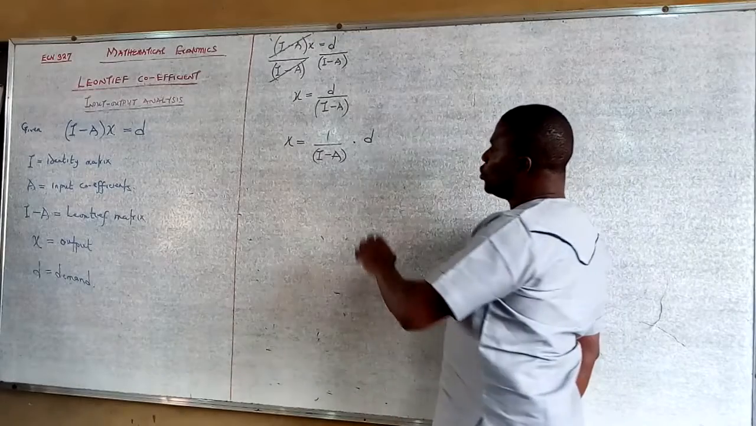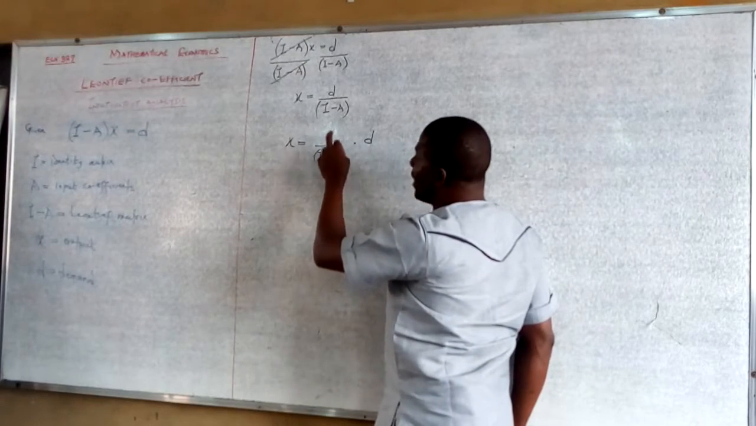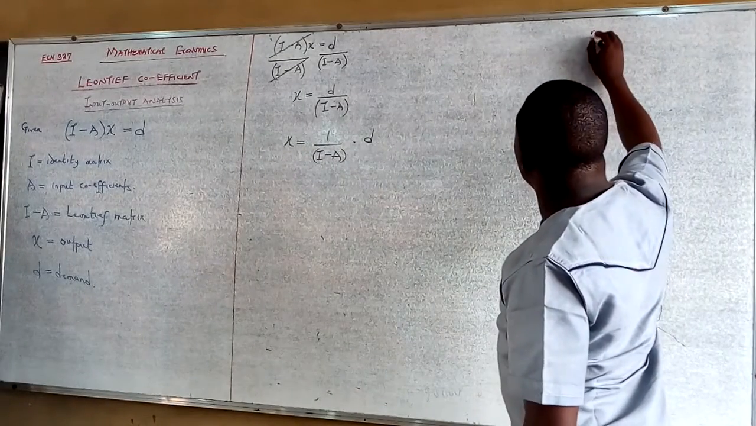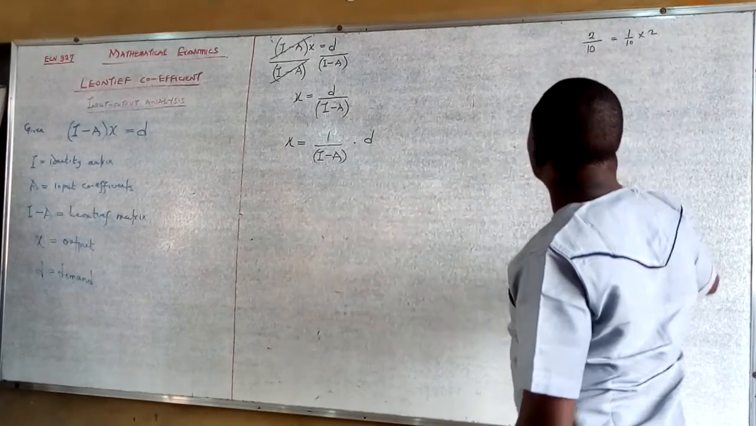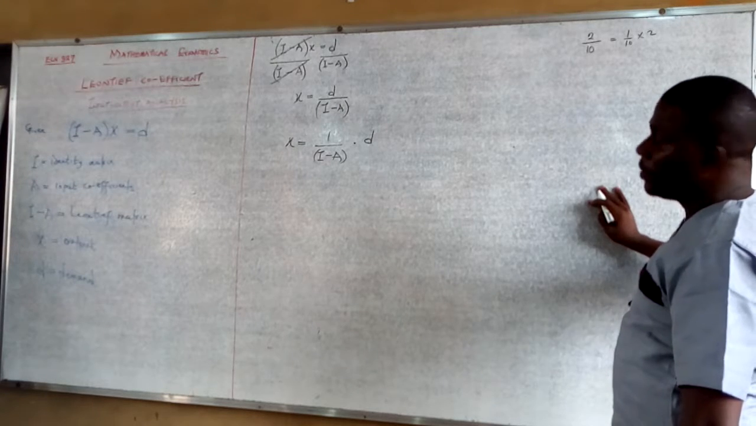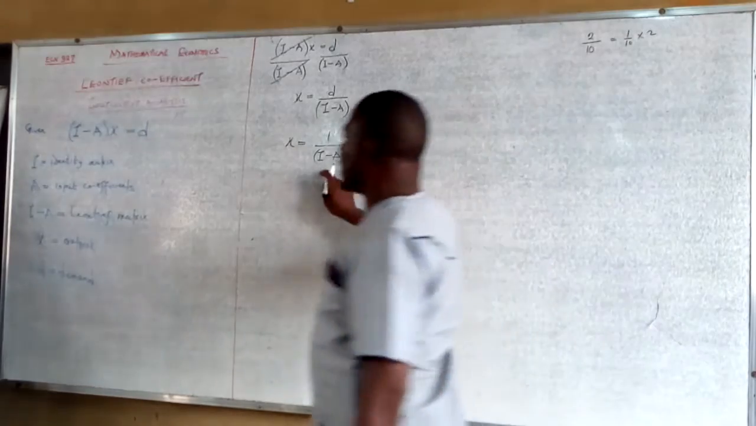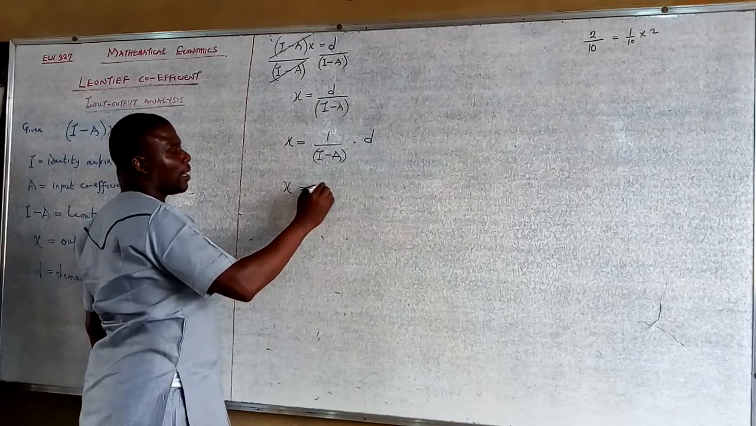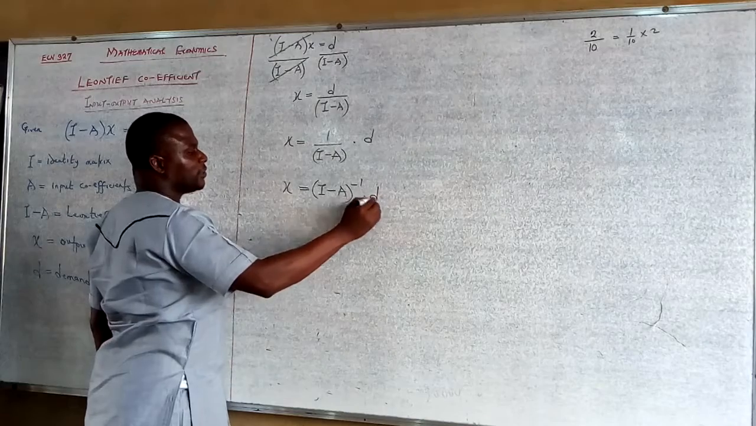If I say D times 1, I'll say I have D over this. In mathematics, if you have 2 over 10, you can write it as 1 over 10 times 2. It's still the same thing. Because if I say 1 times 2, I'll still have 2 over 10. So this one now, I can write it as X equals I minus A raised to the power minus 1 times D.